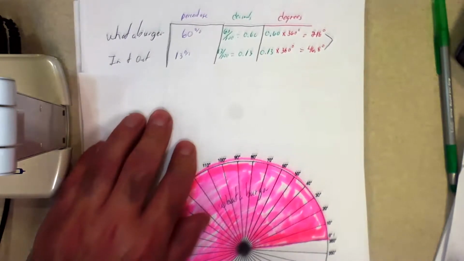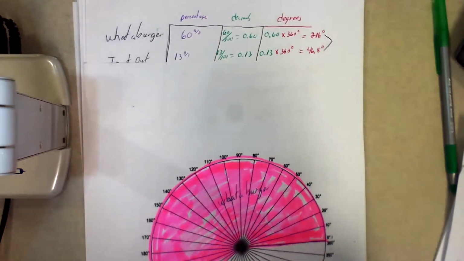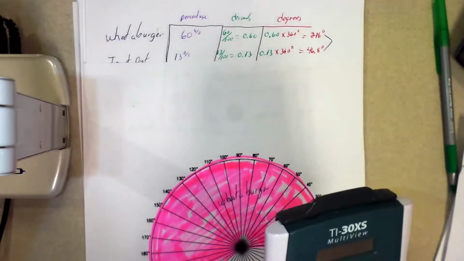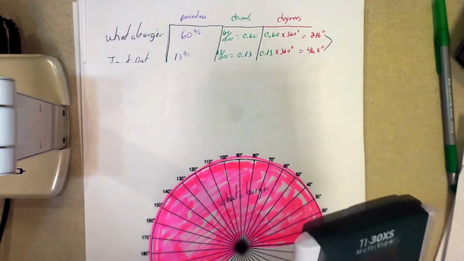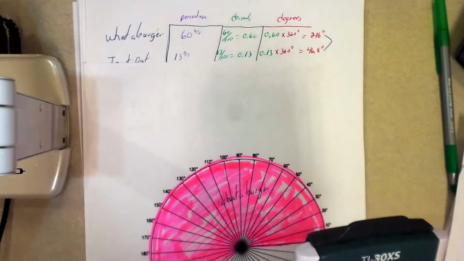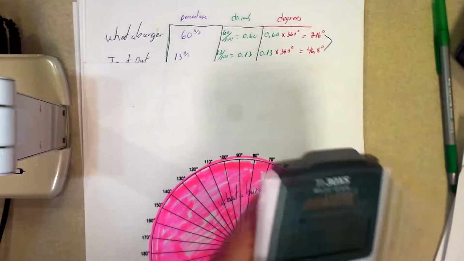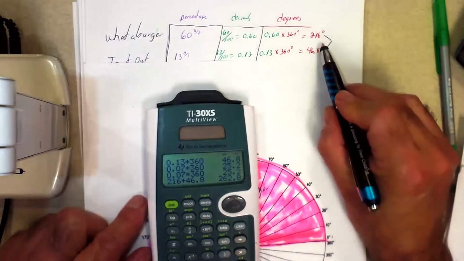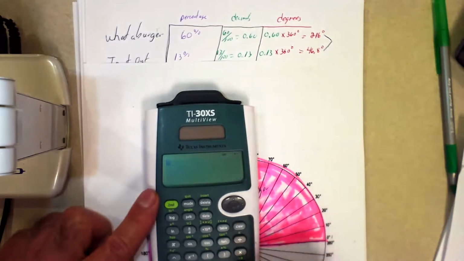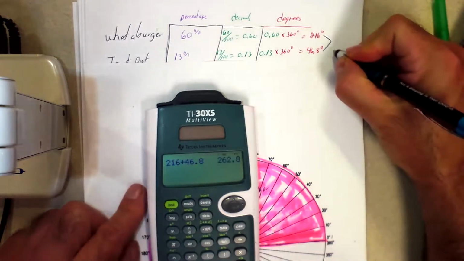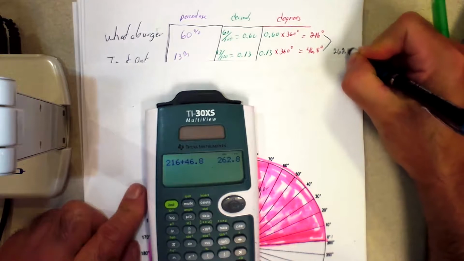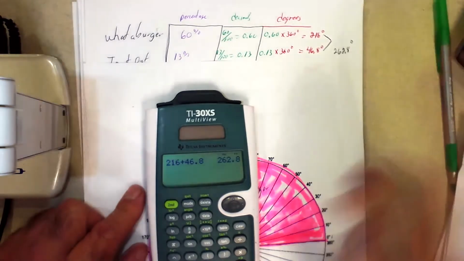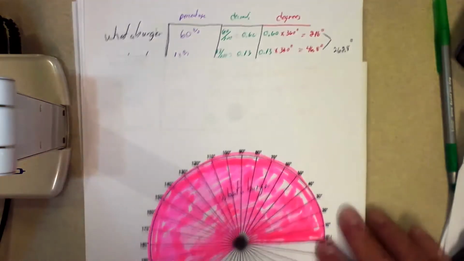So let's add it up. 216 plus 46.8 gives me 262.8. So I added 216 plus 46.8 gives me a total of 262.8 degrees.